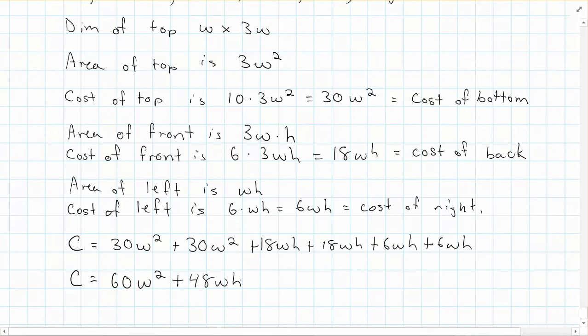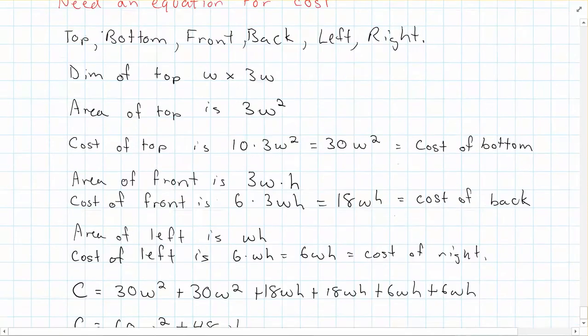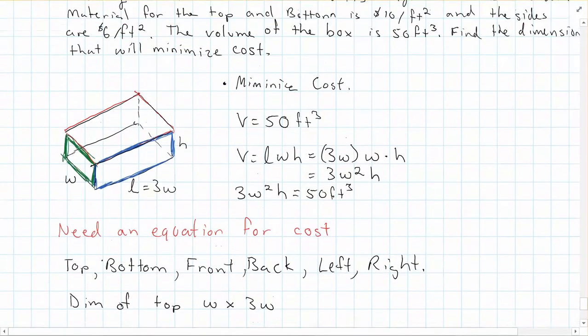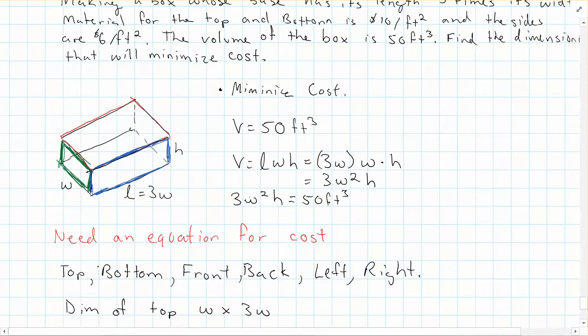Now, we also have a problem here. We've gotten all this work to get this equation, but we still have two variables here. We have W and H. So we need to go back up and look at another equation here. And that's where we had that 3W squared H is equal to 50. So we could solve this equation for H. You could solve it for W, but it probably makes more sense to solve it for H. And we get that H is equal to 50 over 3W squared.